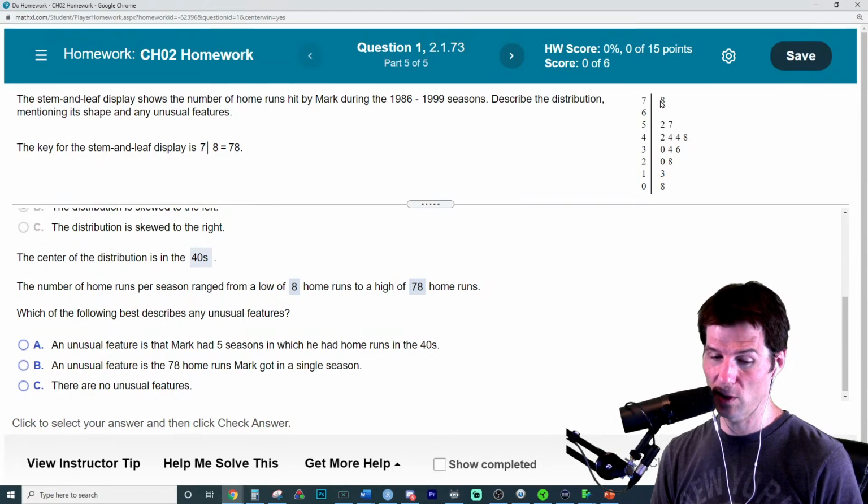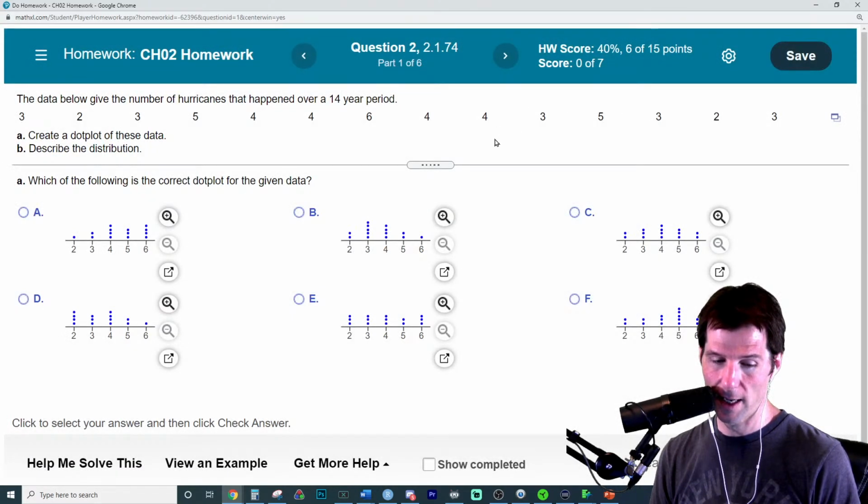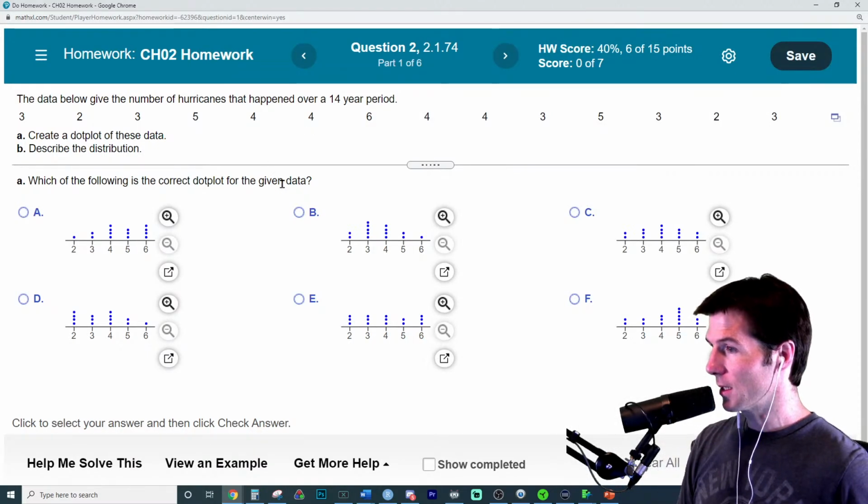Do you see any unusual features? 78 is a bit of an outlier. Boom. 78 is an outlier, high point that is unusual. Stats got this homework question down.